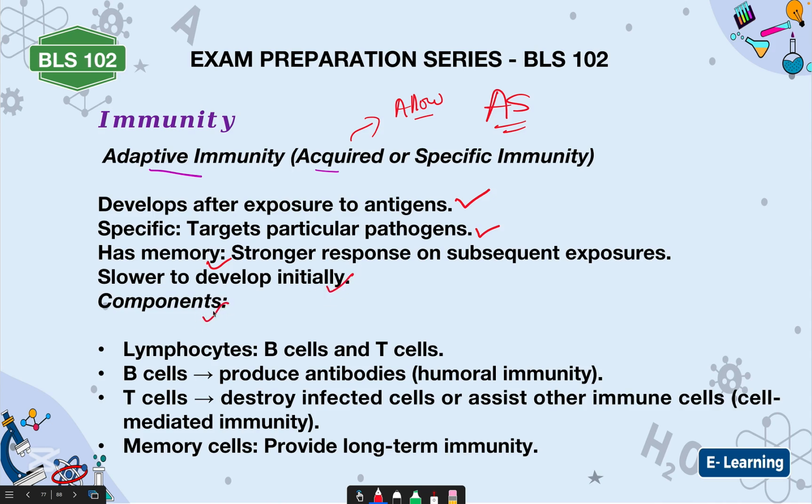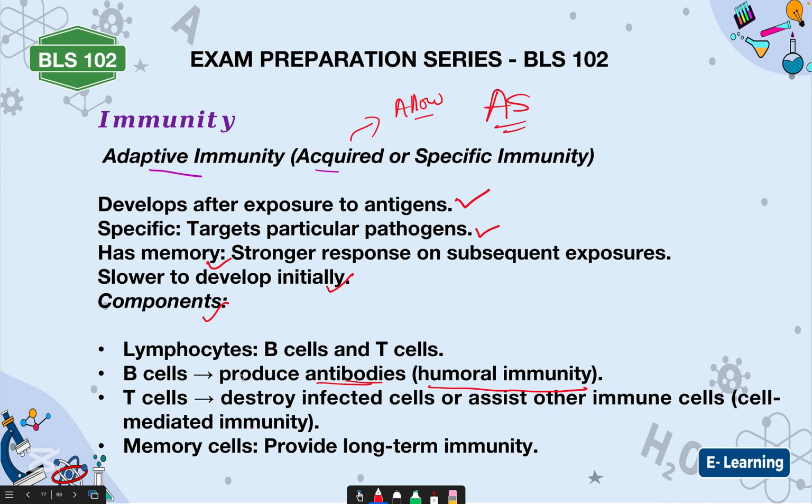Now, components. What are the components of the adaptive immunity? You have lymphocytes, like B cells and T cells. These are the lymphocytes. Are you getting it? Then B cells, they produce antibodies and they are a component of humoral immunity. So when you hear of humoral immunity, know that you're talking about B cells, and they produce what? Antibodies. Is that okay? T cells, they destroy infected cells or assist other immune cells, which is cell-mediated immunity. Is that okay? Then memory cells provide long-term immunity.